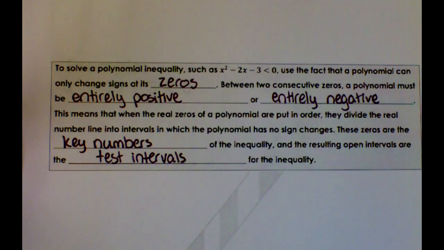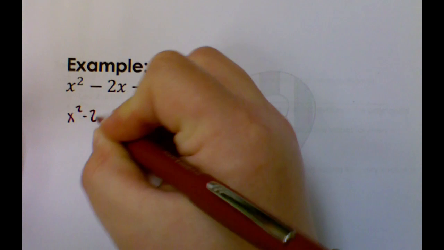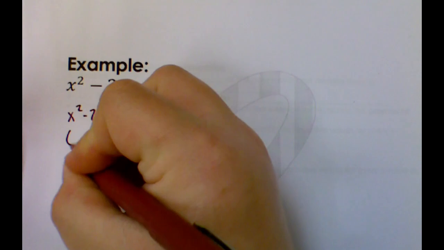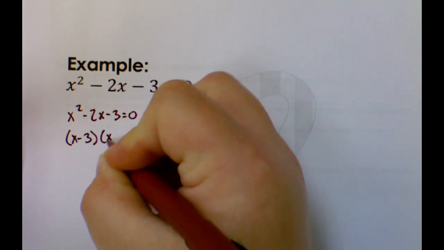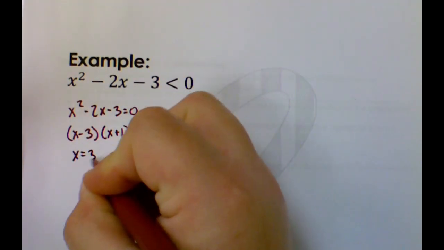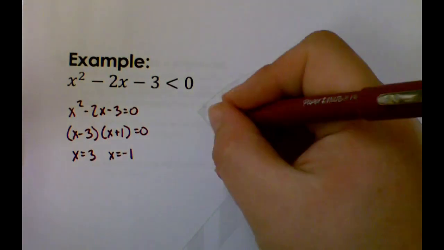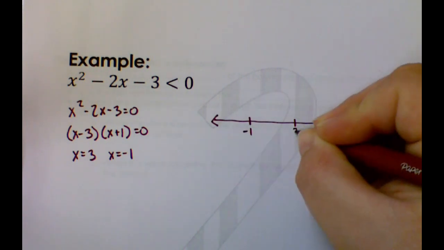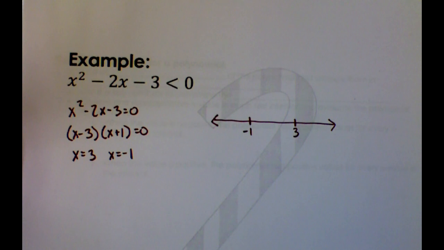For the inequality, let's see what that means. We start off by pretending it's an equal sign. We're going to pretend we're solving x squared minus 2x minus 3 equals 0. We're going to factor: x minus 3, x plus 1. We're going to get two solutions then, x equals 3 and x equals negative 1. Those are my key numbers. Then we create a number line of my key numbers in order, negative 1 and 3. And now I have test intervals.